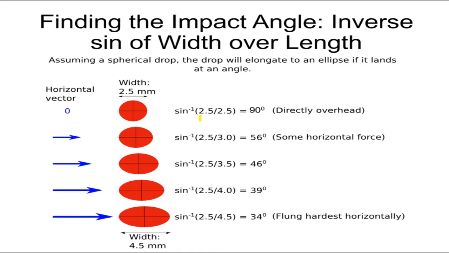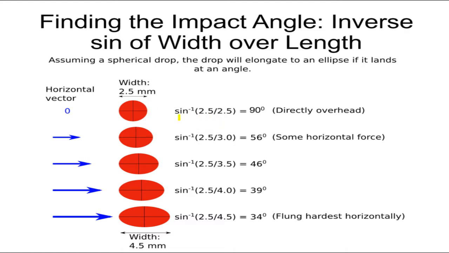So here we take the width, that's in this case top to bottom, because the length is always the longer one. See here, this is the length, top to bottom is the width. You can call it the height, but I'm calling it the width. Okay, so the sine of the width, that's 2.5 millimeters, divided by the length, which is also 2.5 millimeters. After all, it's a circle. Here's your width, here's your length, they're the same, 2.5 millimeters.